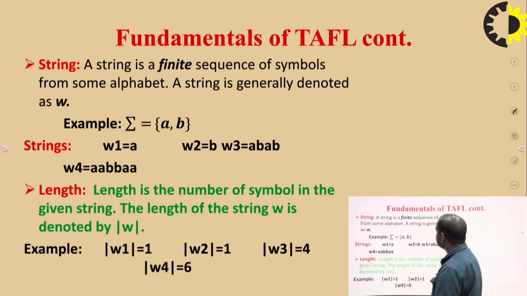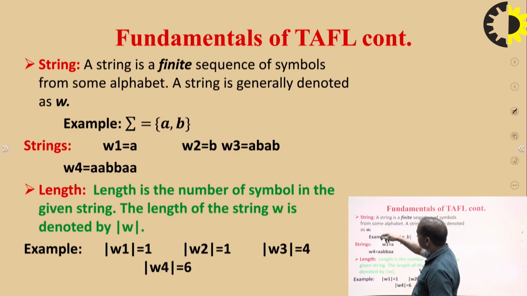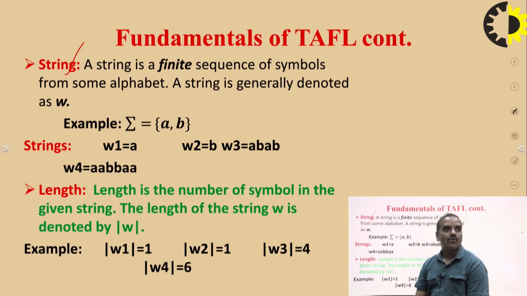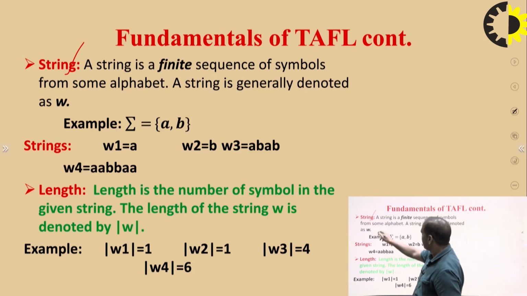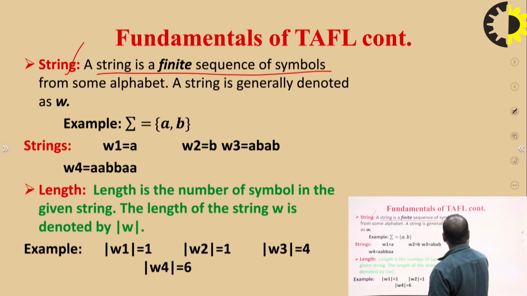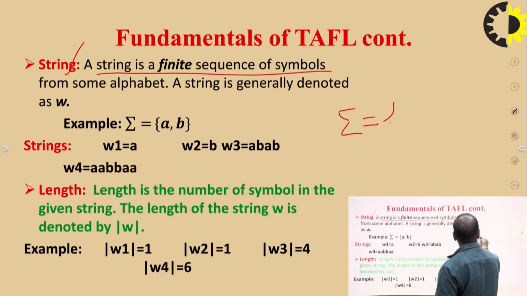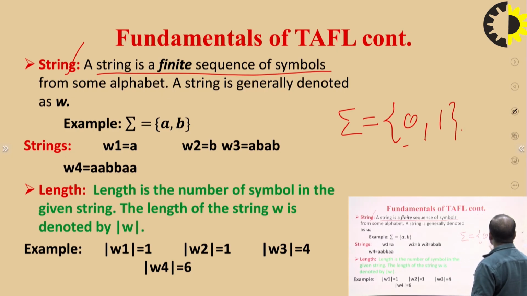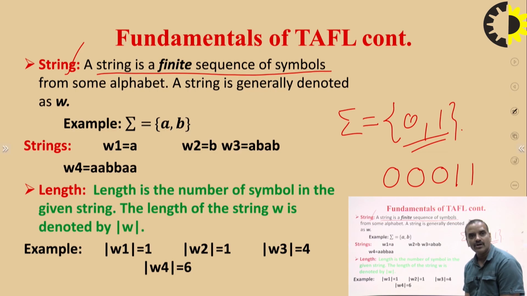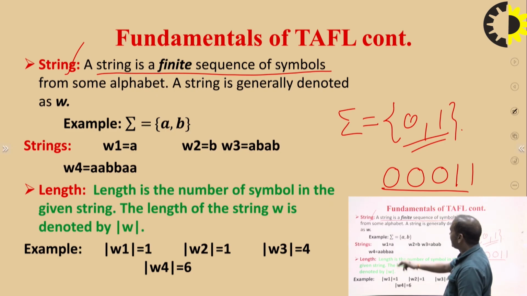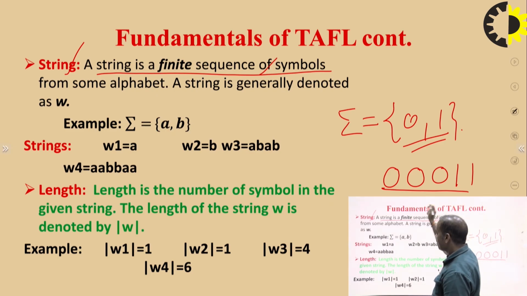Now, the next topic in the fundamentals of TAFL continues, in which we discuss string. The third point is string. A string is a finite sequence of symbols. As we discussed in the previous slide, if sigma equal to {0, 1}, that means these are your input symbols. We concatenate 0 and 1 and construct a sequence like this, 0, 0, 1, 1. This is called a string. So a string is a finite sequence of symbols from some alphabet.